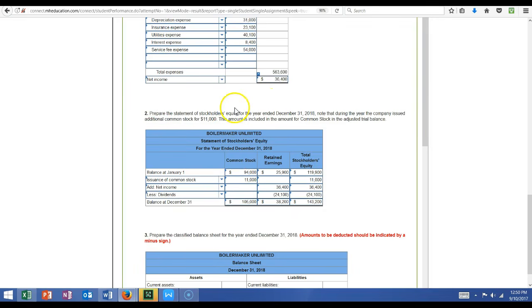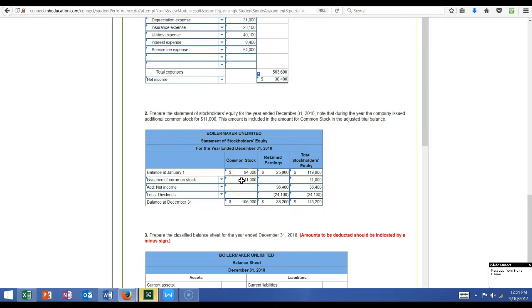They're telling you here, prepare the statement of stockholders' equity for the year ended 2031. Note that during the year the company issued additional common stock of 11. So what they're trying to make you realize is that issuance of common stock of 11 has to go in right here, 11. So we know if this happened during the year, then our adjusted balance of common stock is because we added something new during the year. So 105 is now our ending balance.